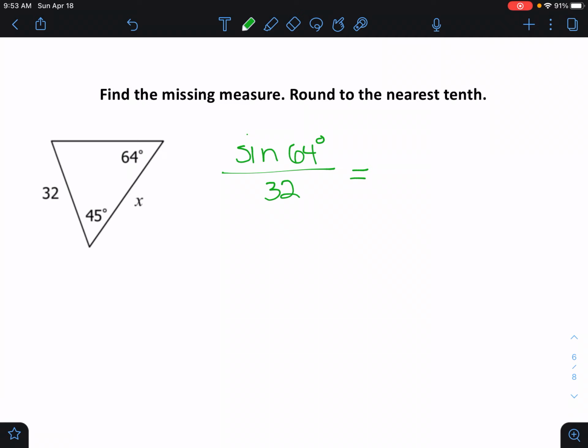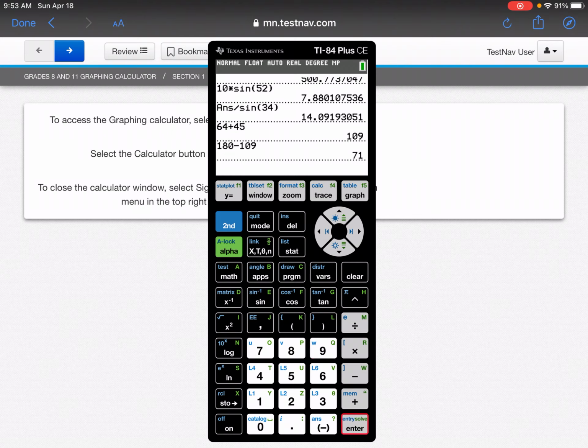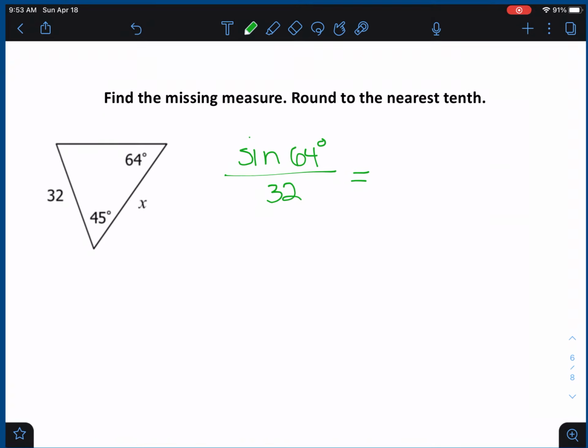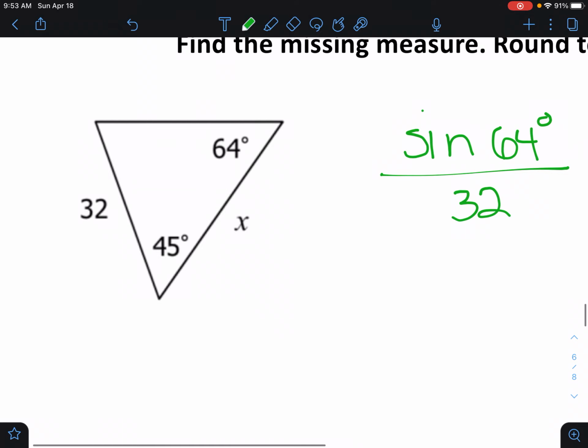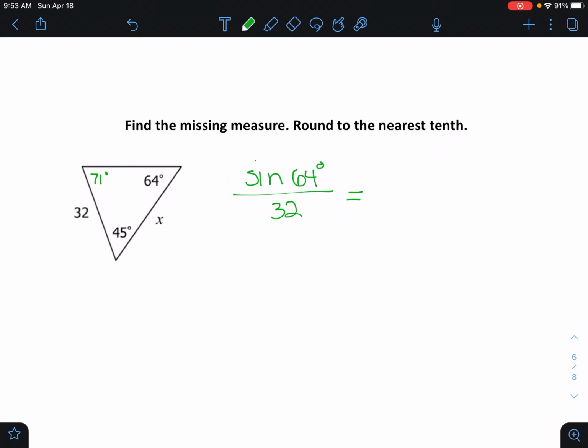We know that triangles, all their angles add up to 180, so I'm just going to go 64 plus 45 and take that away from 180. So you can use your calculator if you want. 64 plus 45 gives me 109. So then you just say, right, 180 minus 109. You could do that in your head too, and you get 71. So that means now I know that this angle here is 71, so I have to find that first. And now I can say, all right, I know that angle, I can find the other side.